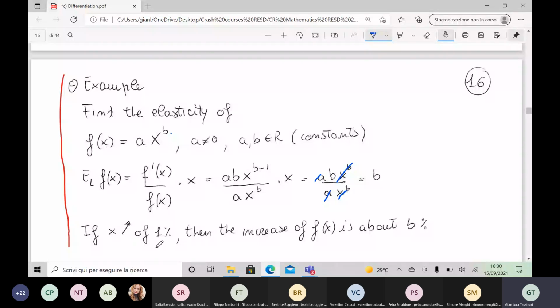So an increment of 1% of x increases f of x by about b%. I wrote "about" because this approximation is based on the tangent line. The approximation is typically good, but it depends. I don't want to say more. Okay, so now let's go back.